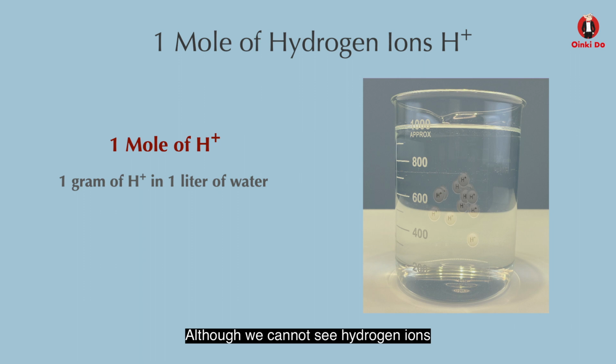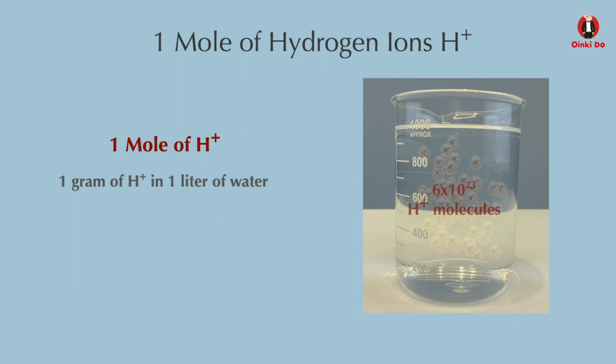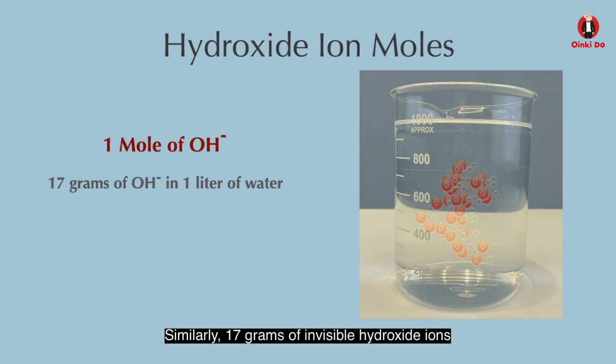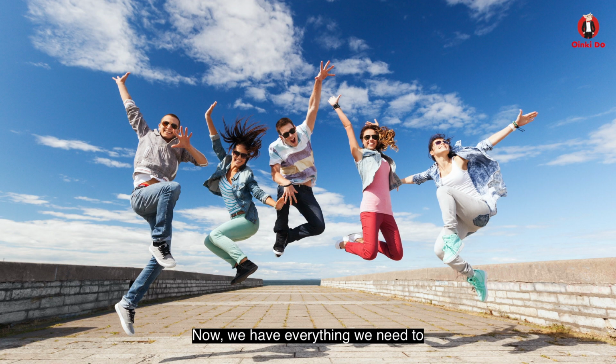Although we cannot see hydrogen ions like we can see sugar crystals, scientists know that just 1 gram of hydrogen ions in a liter of water will provide 1 mole of H+. Similarly, 17 grams of invisible hydroxide ions will make 1 mole of OH- in a liter of water. Now we have everything we need to add chemical compounds that change the pH level and the color of cabbage juice.